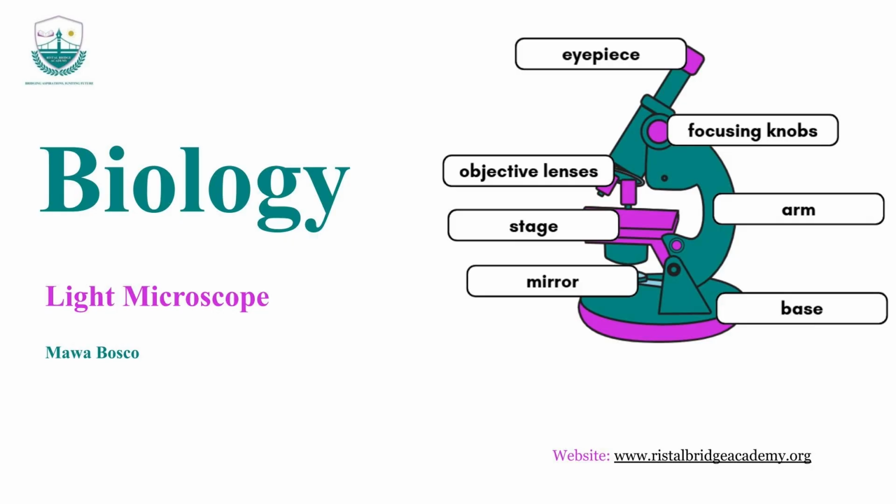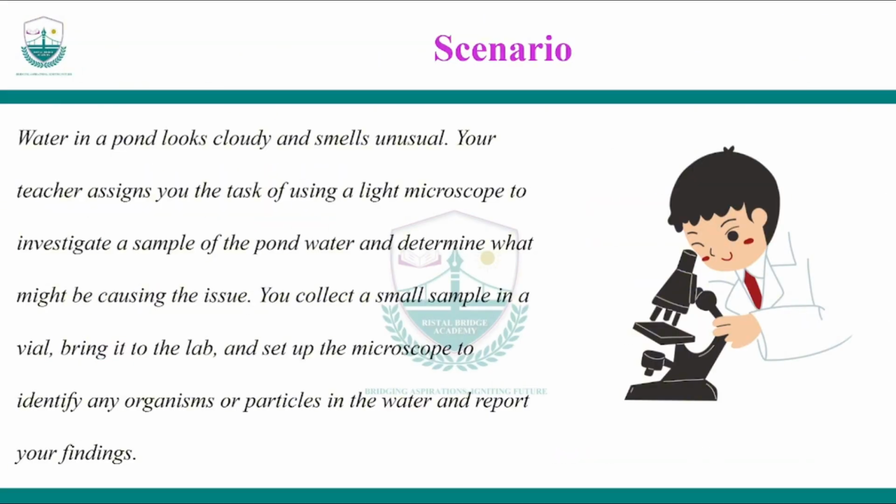Let's start by looking at a scenario where water in a pond looks cloudy and smells unusual. Your teacher assigns you the task of using a light microscope to investigate a sample of the pond water and determine what might be causing the issue. You collect a small sample in a vial and bring it to the lab and set up the microscope to identify any microorganisms or particles in the water and report your findings.